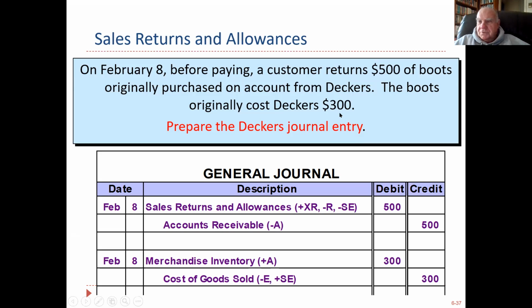But what about the 300 here? We have to reverse that too. When we sold these boots, we debited the cost of goods sold for 300 and we credited the inventory for 300. So remember, it's important to do the second part of this journal entry, which is you debit the inventory, credit cost of goods sold. We're putting this $300 pair of boots back in the inventory.